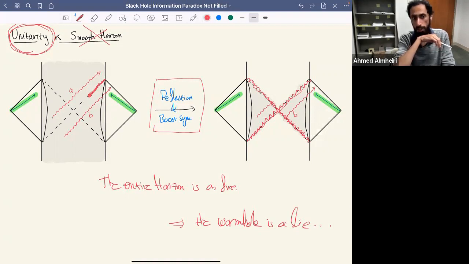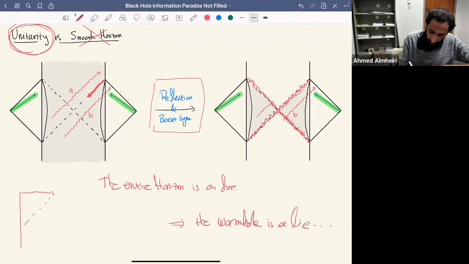No. If you throw anything in, if anything, you would delay the firewall by a bit. But I thought in order to avoid the firewall, you need very special entanglement between the interior and exterior. And if you're throwing information in and it's getting scrambled, then you shouldn't expect the quantum state to have these fine correlations anymore.